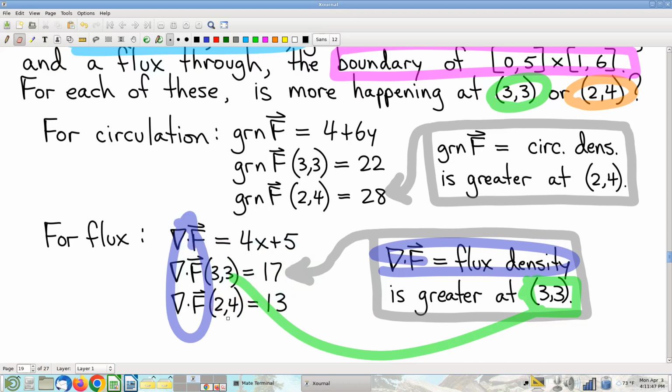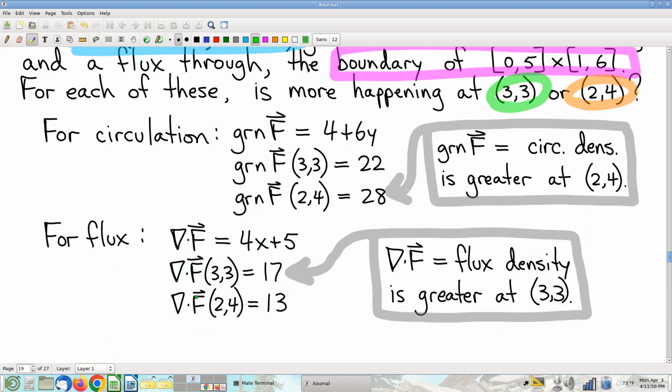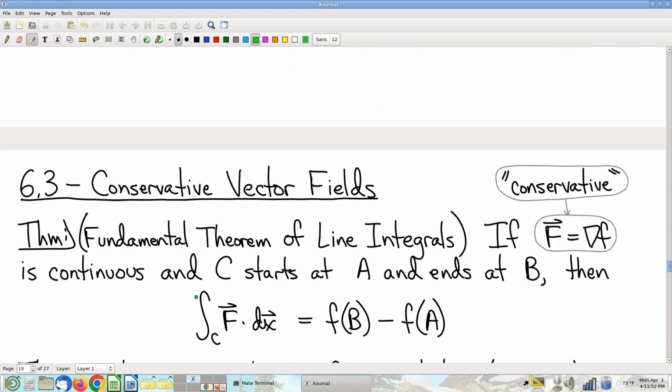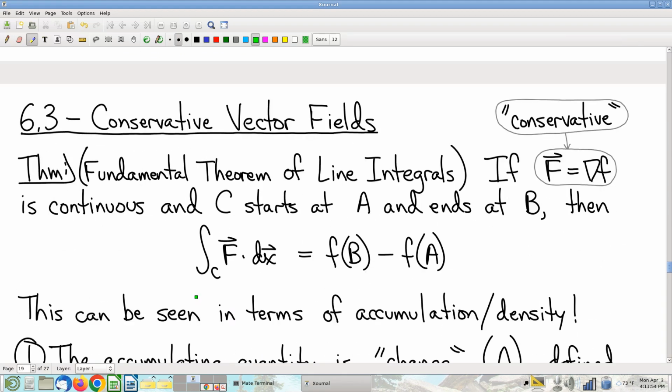All right. So moving along, we're going to move on now to section 6.3. This is another accumulation theorem. We're going to get to what's called the fundamental theorem of line integrals. So this is, I guess, arguably our fourth accumulation theorem. And they're going to keep on coming.